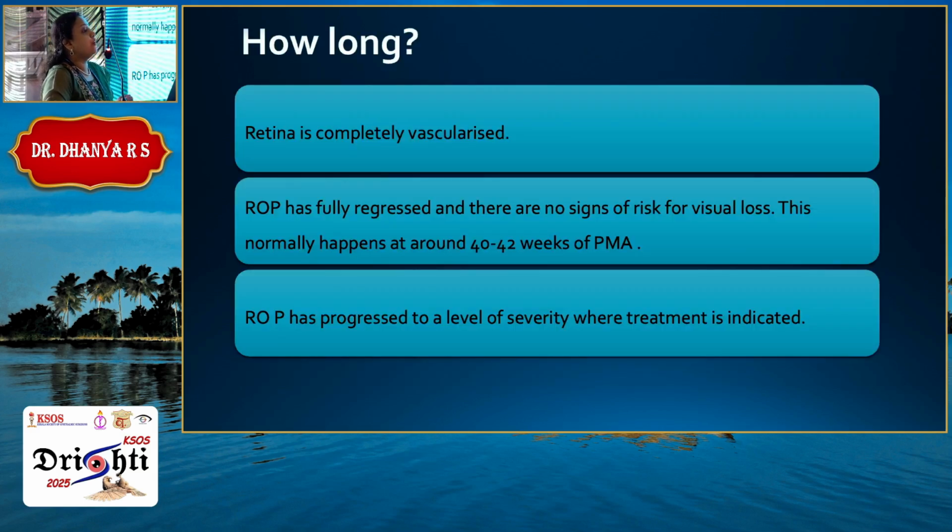Now, how long will you follow up these babies? First is, till the retina becomes completely vascularized, or if there was an ROP, when the ROP becomes fully regressed and there are no signs of any risk of visual loss. This usually happens between 40 to 42 weeks. So, follow up the babies till around 42 weeks if the vascularization has grown and it is okay. And the third one, if the ROP has progressed and you have decided to treat this baby.